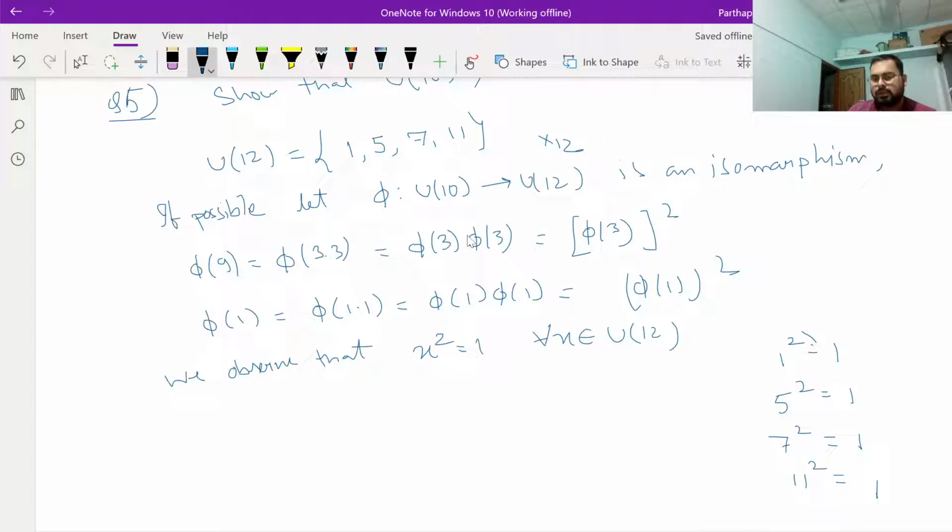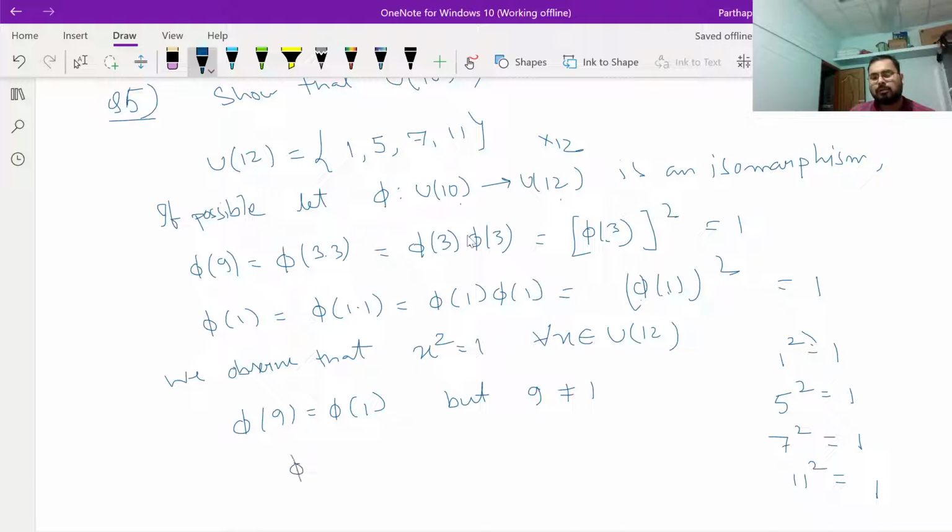So now, since phi is a function from U12 to U12, phi of 3 belongs to U12. Similarly, phi of 1 also belongs to U12. So phi of 3 square will be 1 and phi of 1 square will be 1. Thus we get phi of 9 will be equal to phi of 1, but 9 is not equal to 1. So this implies that phi is not one-one, because this is the property of one-one. What the property of one-one says: if x is not equal to y, then f of x should not be equal to f of y. Now here phi of 9 equals phi of 1, but 9 is not equal to 1.